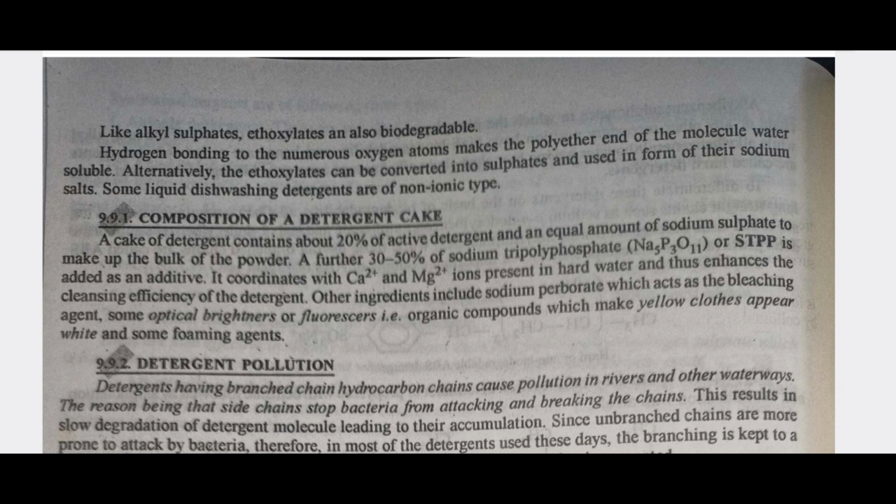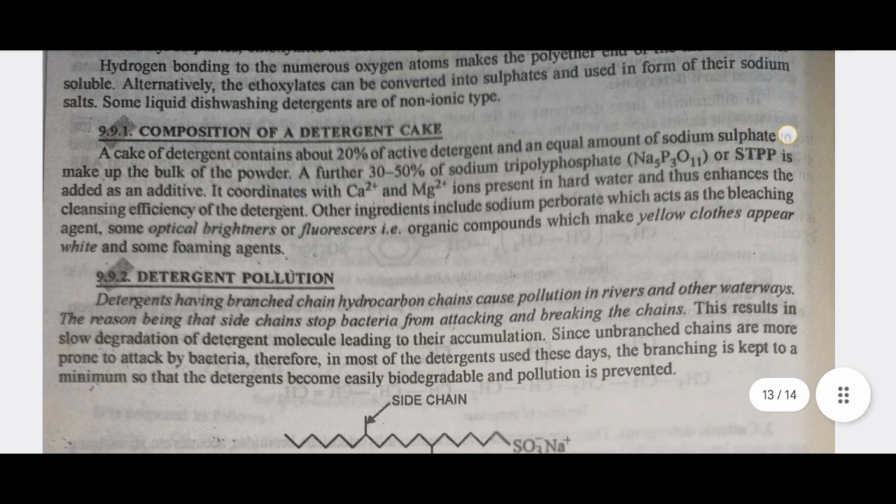A further 3 to 50% of sodium tripolyphosphate, STPP, is added as an additive. It coordinates with Ca2+ and Mg2+ ions present in the hard water and thus enhances the cleansing efficiency of the detergent. Other ingredients include sodium perborate, which acts as the bleaching agent, some optical whiteners and fluorescers, organic compounds which make yellow clothes appear white, and some foaming agents.